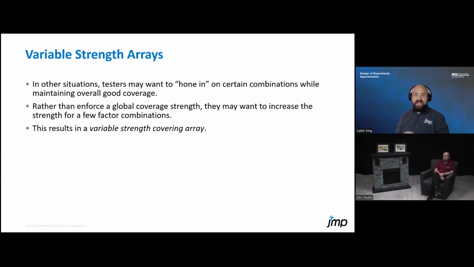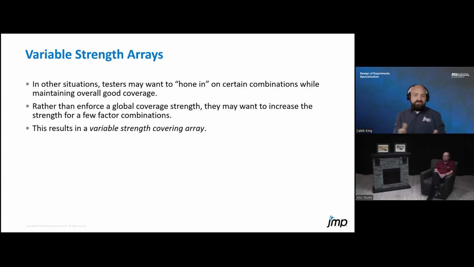In this case, I can maintain a nice global coverage. So let's say I want my strength to be 2. I'm looking at the two-way combinations. But for, say, 3 of those factors, I really care about those. And so for those 3, I'd actually like to make sure that their 3-way combinations are all present, maybe. In that case, I have a variable strength covering array.